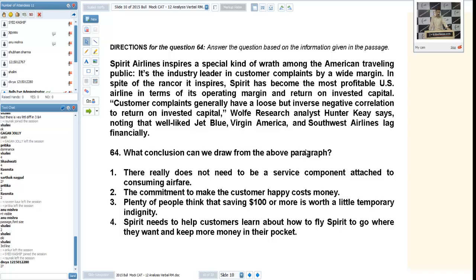Yes, Divya, you have understood. Inverse negative means customer complaints have a positive correlation with the profit. It means if the complaints are increasing, the profit will also increase.